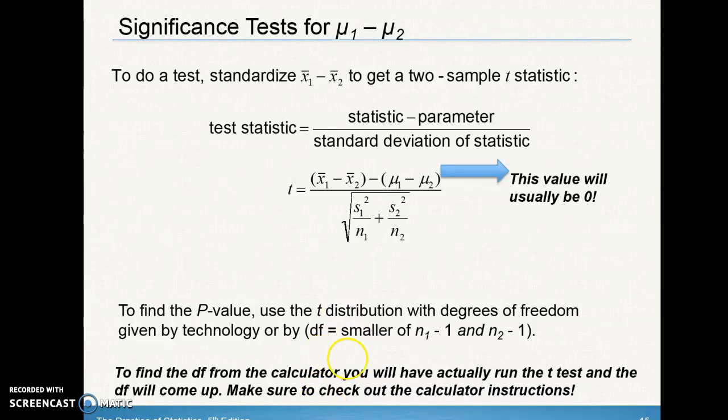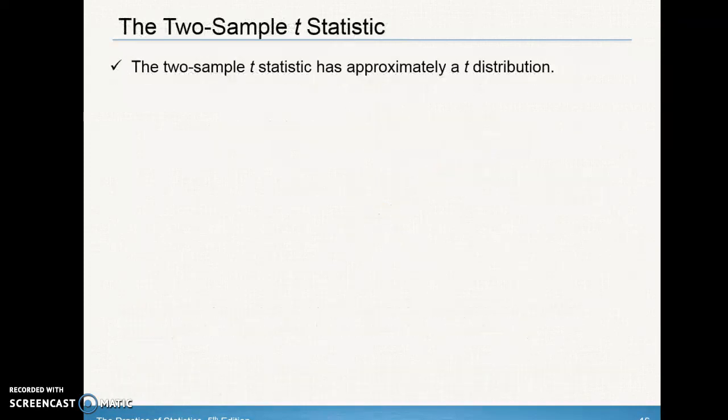Now make sure you check the calculator instructions on how to do this on your graphing calculator, because when you run a t-test on your graphing calculator, guess what? It gives you your p-value, your degrees of freedom, all that good stuff. Literally the only thing you have to do is plug your numbers in here. You don't actually have to run any of the TCDFs or stuff like that. So I would highly suggest that you learn how to do that.